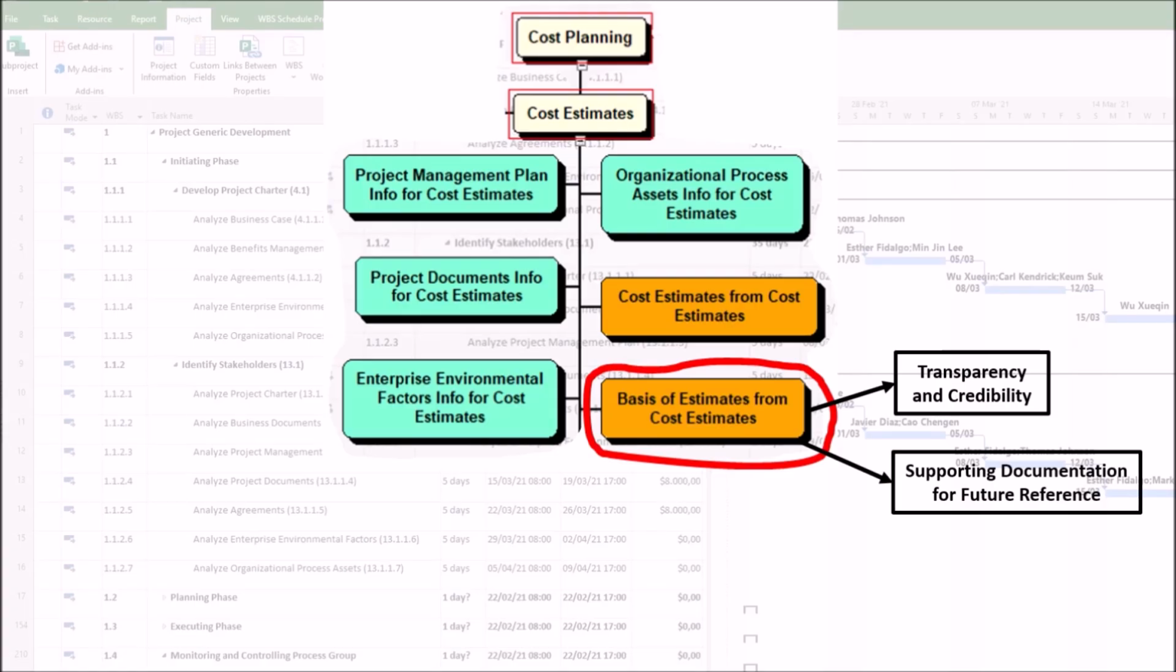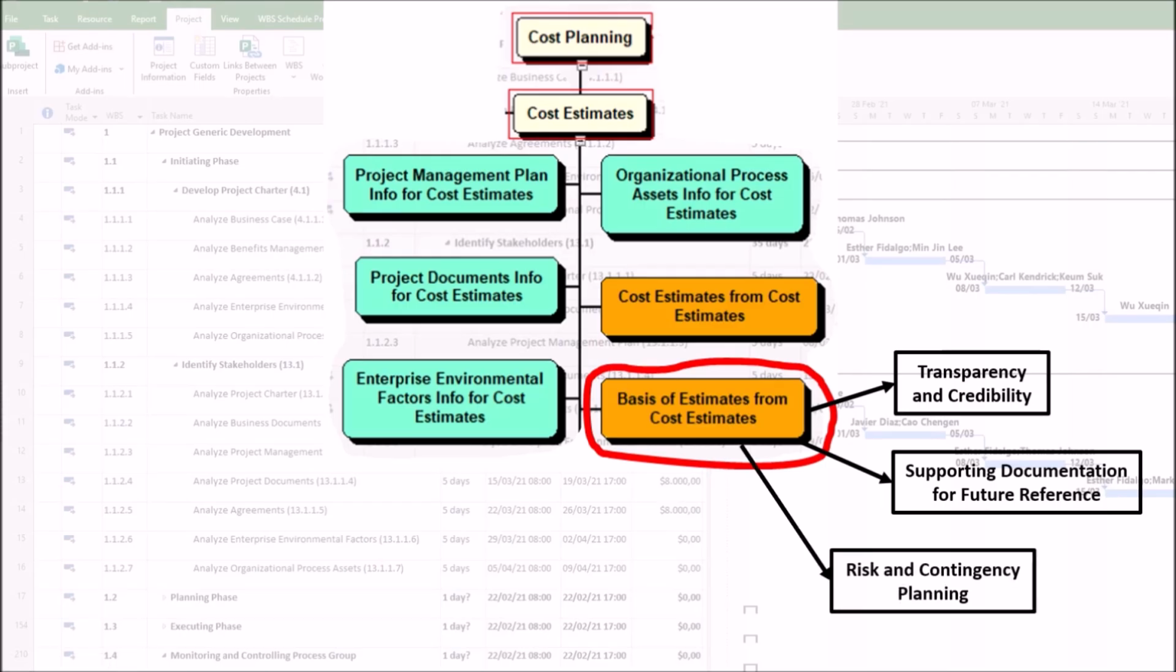2. Supporting documentation for future reference. The basis of estimates serves as a historical record, helping in audits, benchmarking, and lessons learned for future projects. If estimates need to be revisited, such as due to scope changes, the basis of estimates provides the foundation for adjustments.